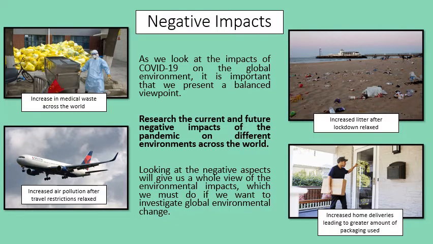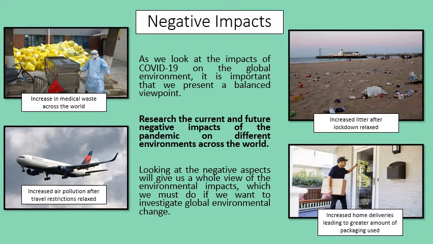On the top right, increased litter after lockdown. There's been a few instances, not many, but a few instances, such as in Bournemouth, where a lot of litter has been left behind. Is this just a one-off, or could it be that it's going to be an increase in the future? There's also the problem of a lot of bins were blocked off because there was no one to empty them. So you got rubbish during lockdown because of that.